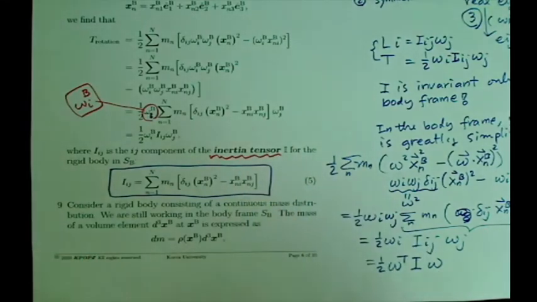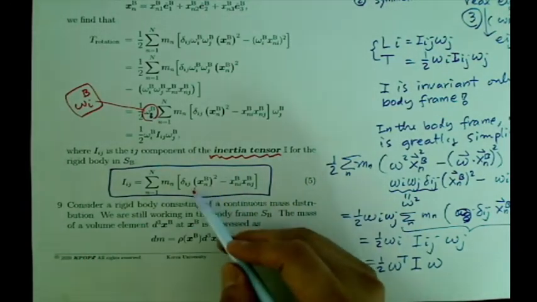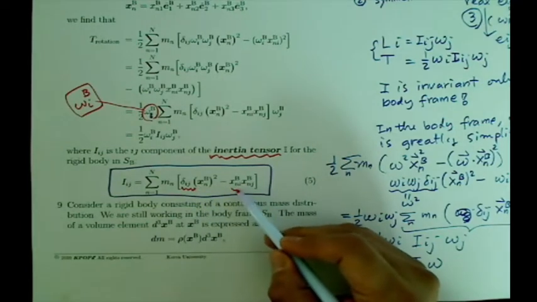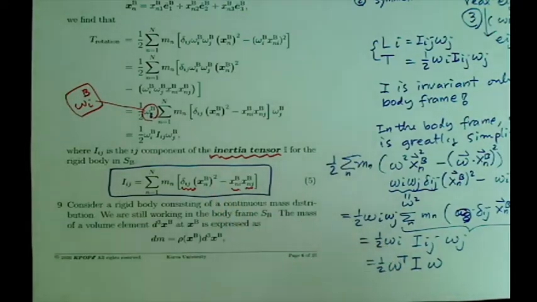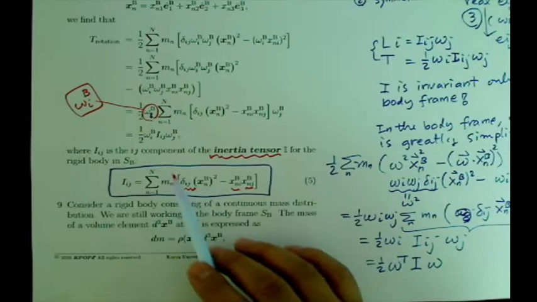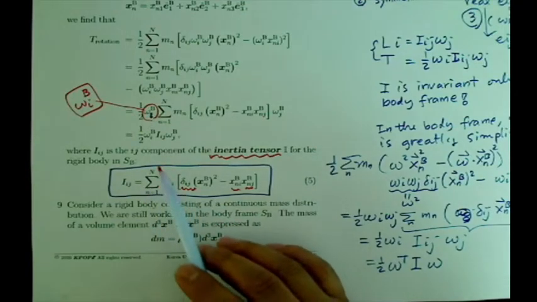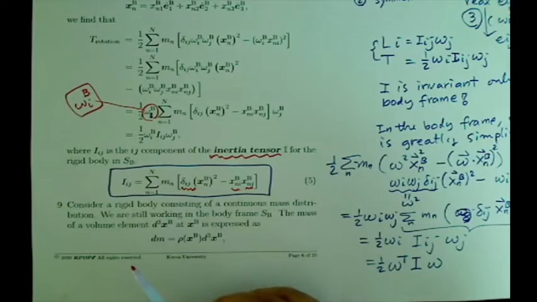The inertia tensor has the form delta_ij x squared minus x_i x_j, summed over particles. If we compute the inertia tensor for a continuous mass distribution, the summation over n is replaced with an integral over the space of the mass. And the differential of mass can be written as the product of a density function, the mass density distribution, multiplied by the differential of the space.